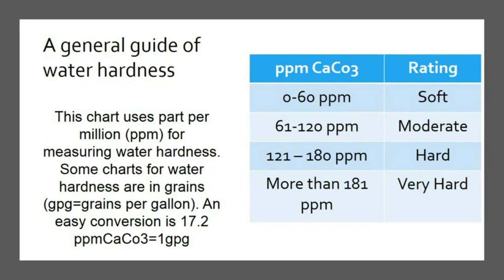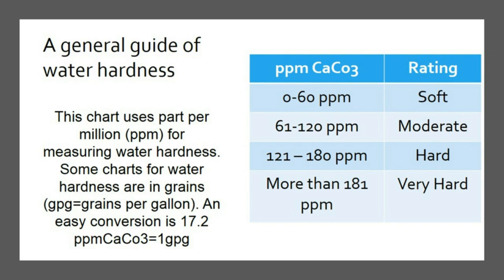So here's just a little guide, a way to think about water. We have charts for a lot of things. I'll show one about pH coming up. Measured in parts per million, 0 to 60 is soft water, right? And would not need much softening, if any at all. And once we start to get higher in the parts per million, then we need to start taking some action.